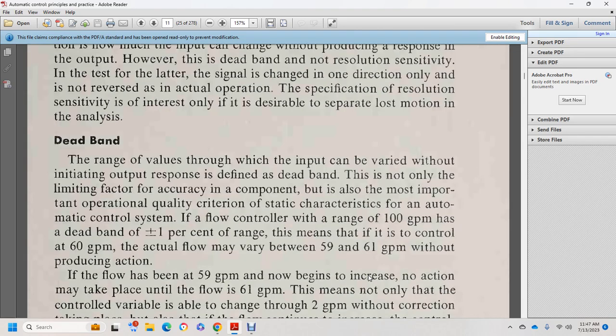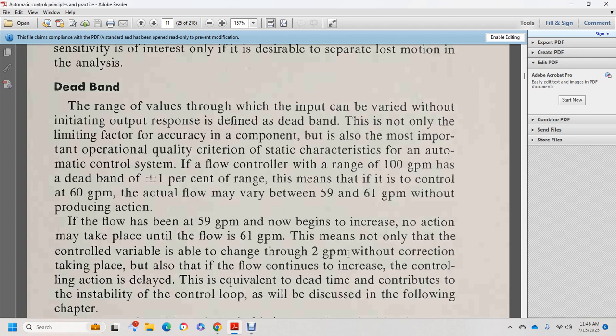Deadband. The range of values through the input that can be varied without initiating output response is defined as deadband. But this is not only the limiting factor accuracy of the component, but is also the most important operational quality criteria. Statistic character for the automatic control system with flow control with a range of 100 gallons per minute. It has a deadband of plus or minus 1% range, which means it's controlled with 60 gallons per minute. The actual flow rate may vary between 59 to 61 gallons per minute without producing action.